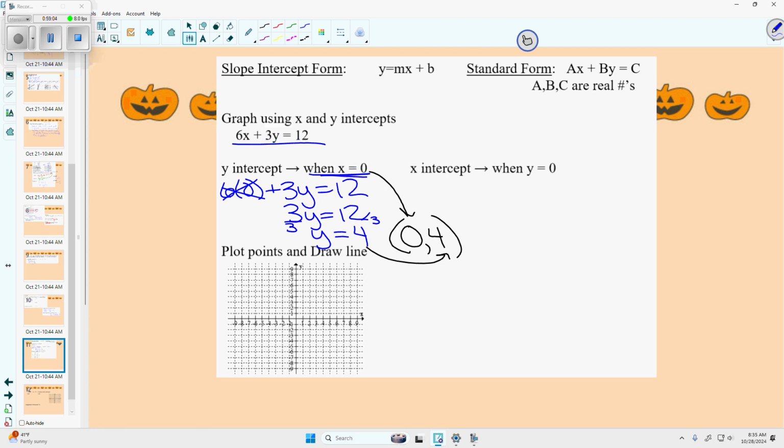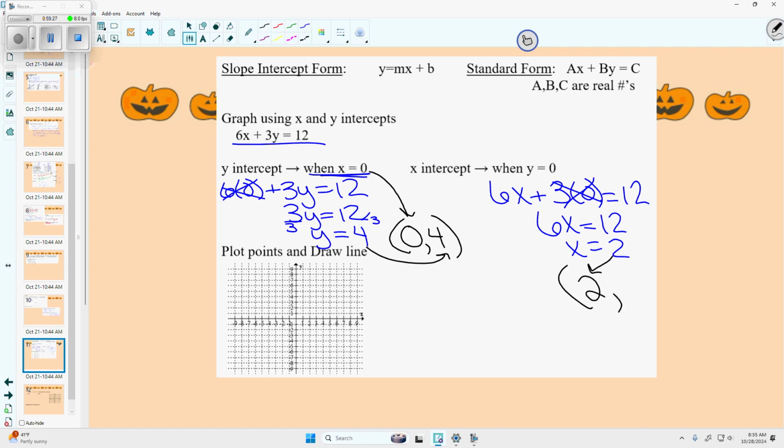So we're going to have 6x plus 3 times 0 equals 12. But again, what happens when I take 3 times 0? It goes bye-bye, it's 0. So really, I have 6x equals 12. So x is 2. Okay? What did I plug in for y? The 0. So your x-intercept is 2, 0.